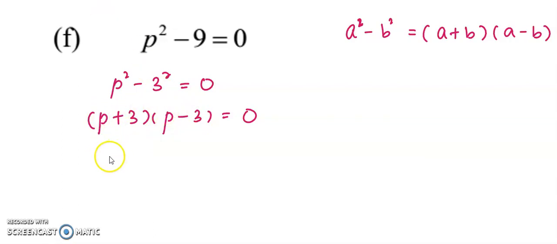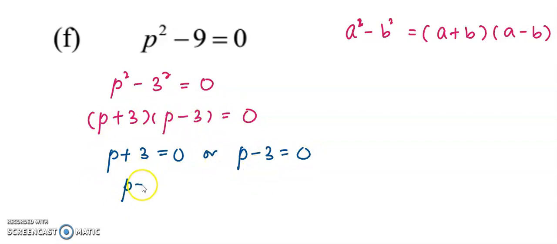So after that, you're going to solve for this. p plus 3 equals 0, or p minus 3 equals 0. So p will be either negative 3 or 3. These two are the roots of example f.